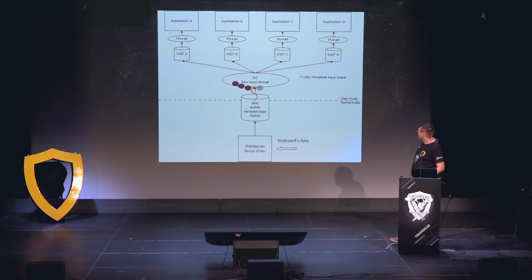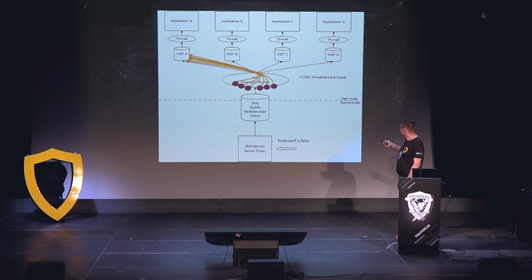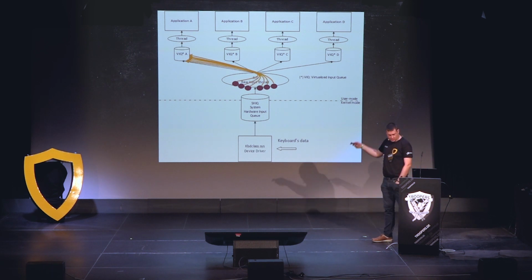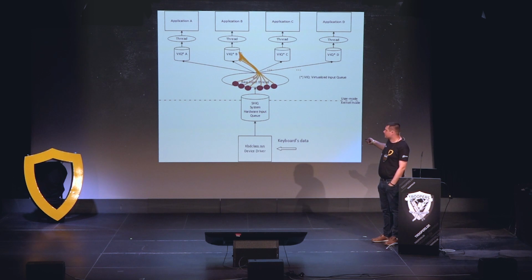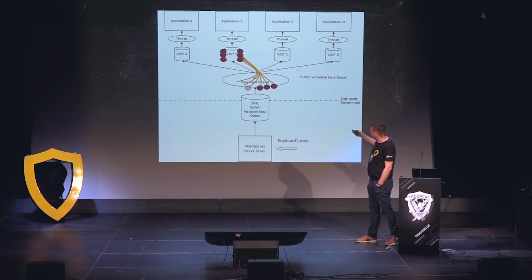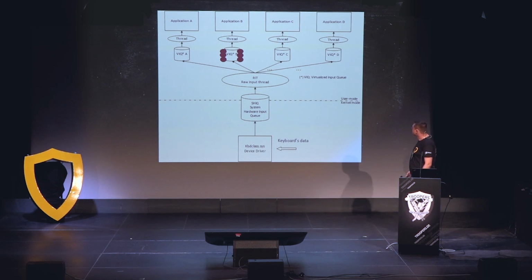And the raw input thread is going to extract all this information and send it to every application thanks to a virtualized input queue for each application. Of course, it can do that for every application. And if your application is relevant enough, it will get all the keystrokes directly. And then there is a specific thread in the application which is going to extract every message one by one.